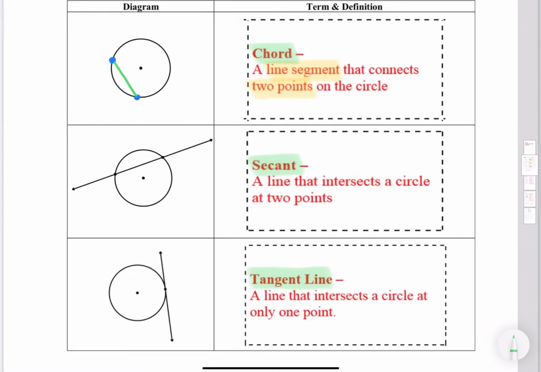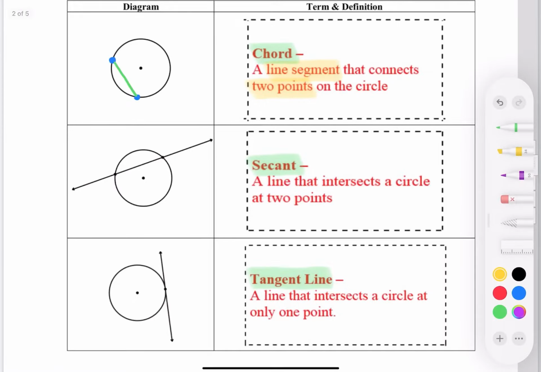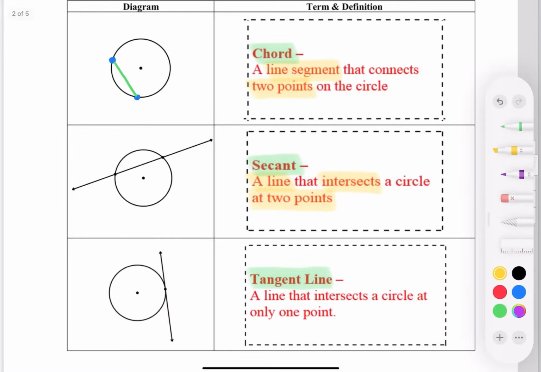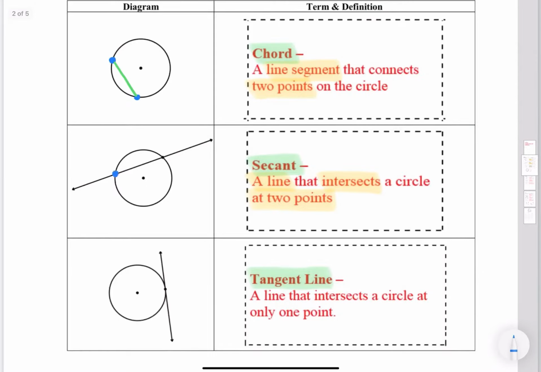A secant is basically a line that goes through 2 points on a circle. So again, it's a straight line that intersects 2 points on the circle. So kind of like our chord here, except this time it has to go through these 2 points.